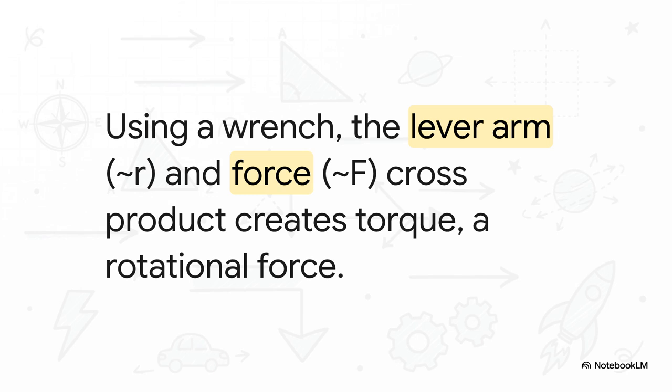Well, think about something as simple as using a wrench. You've got the lever arm itself, that's one vector. Then you apply a force at the end of it, that's your second vector. The twisting force that actually turns the bolt, what we call torque, is the third vector that points right along the axis of the bolt. That is the cross product in action, generating rotation out of two other forces.